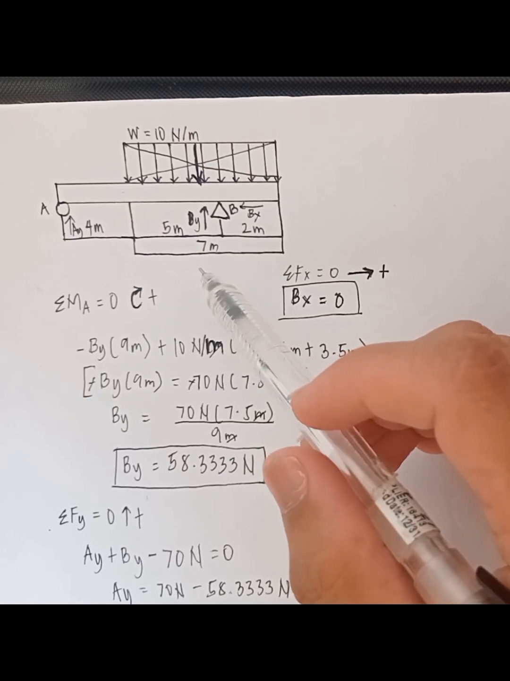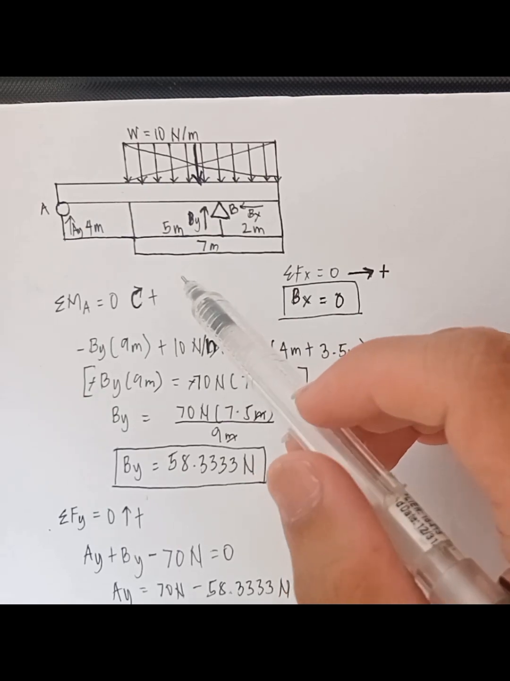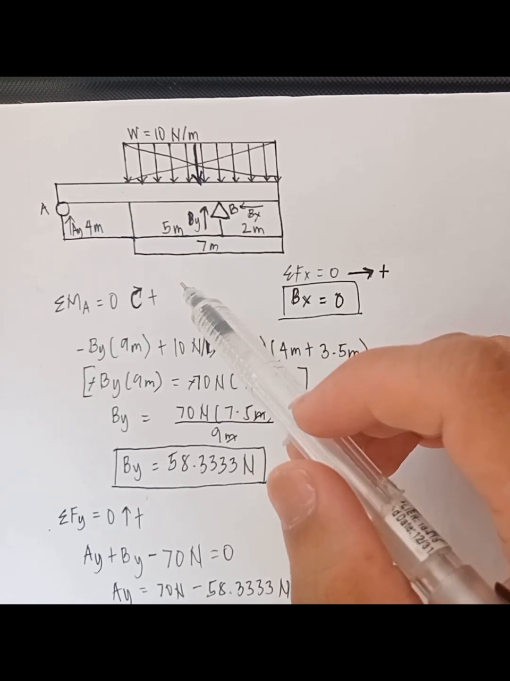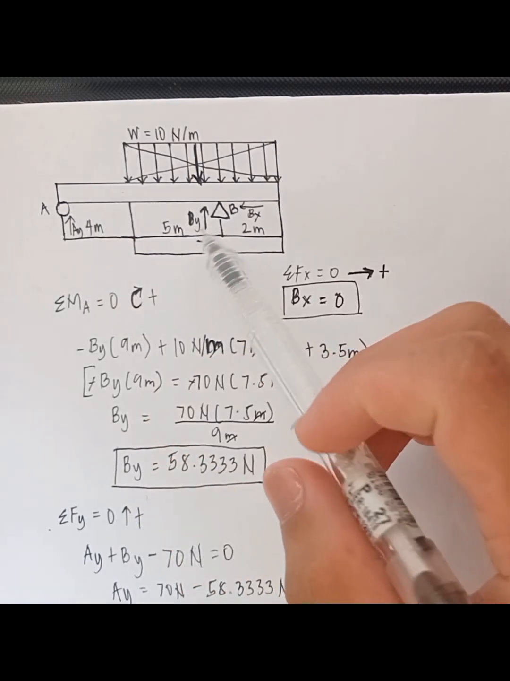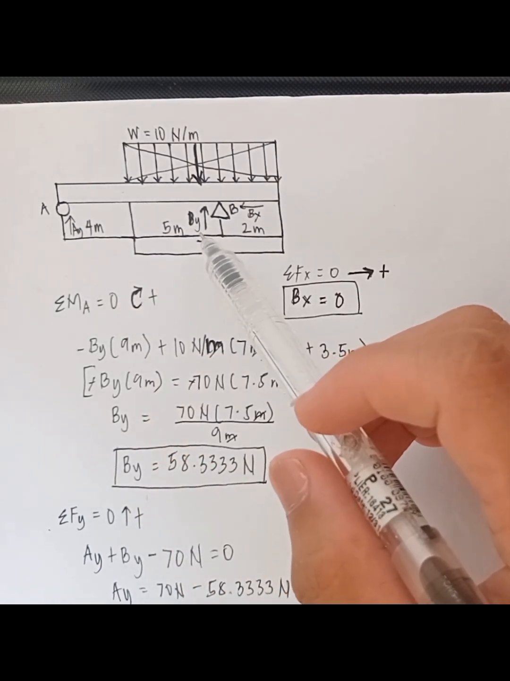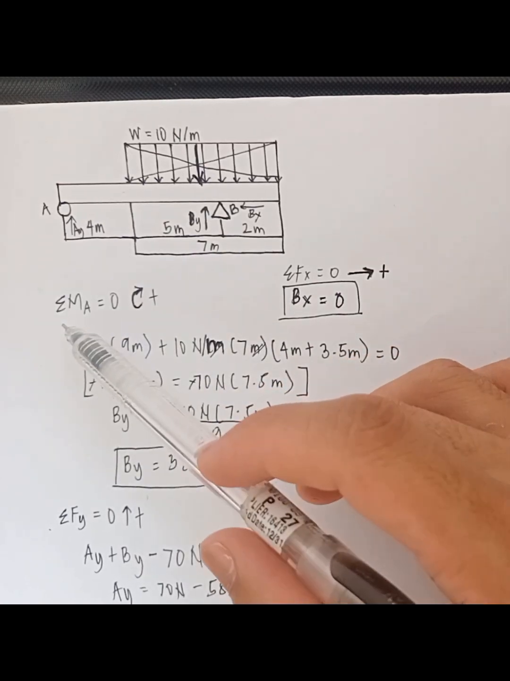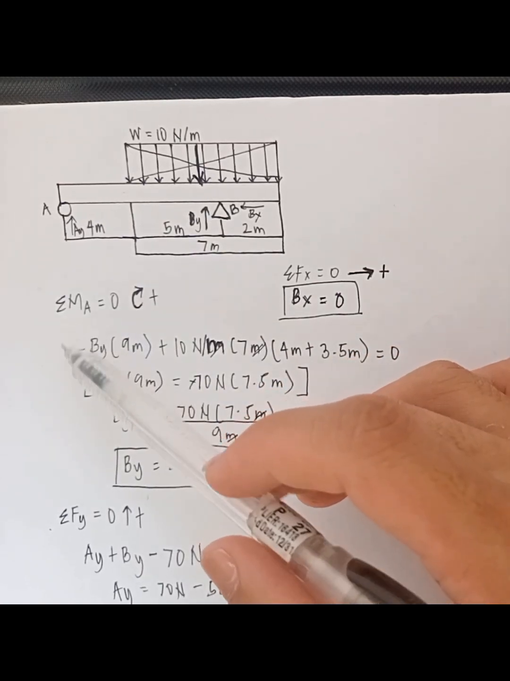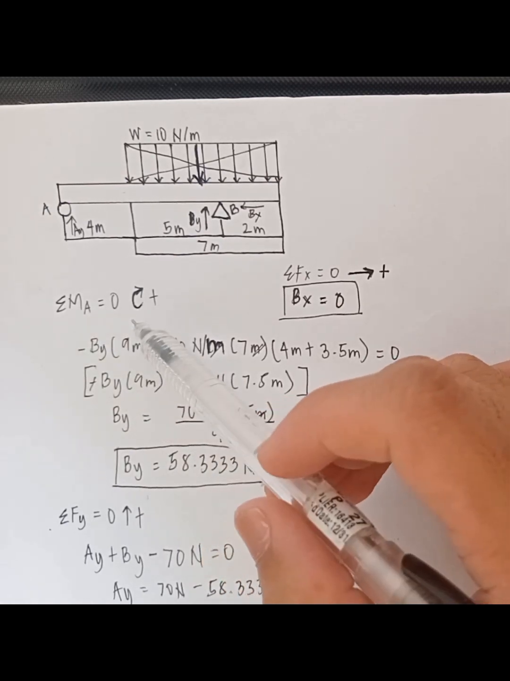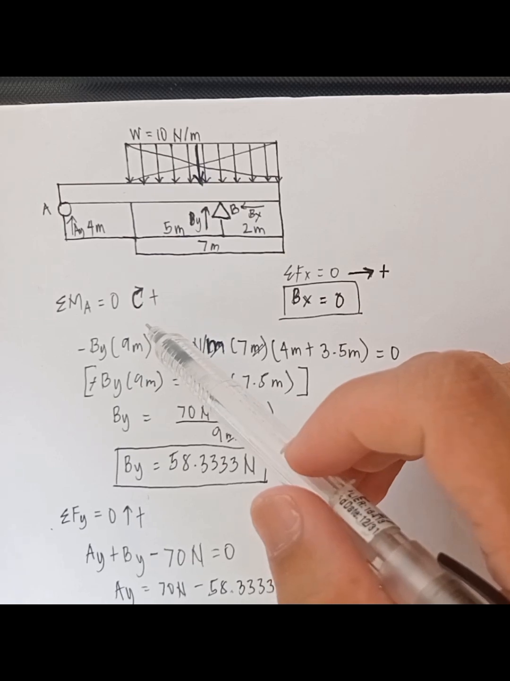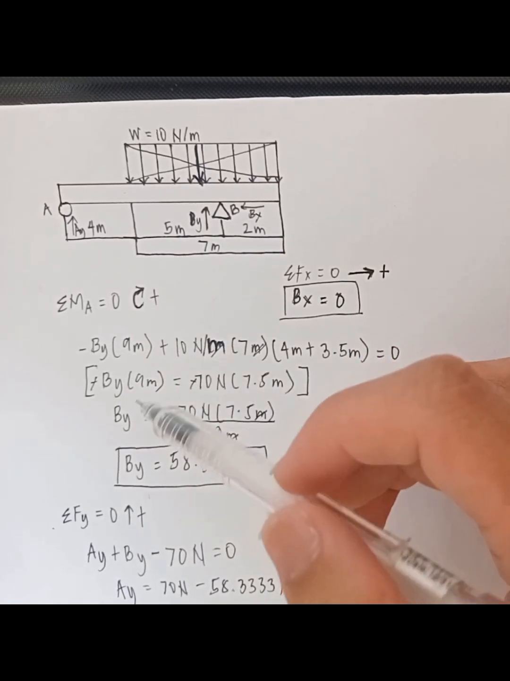What we must do first, for us to solve for support reactions, is to get the summation of moment equal to 0 at any point, either at point A or point B. Any of these 2 points will give us the same result. But as you can see, I have chosen point A. So summation of moment at A equal to 0. Then I have assumed that any force with a clockwise direction must be positive.